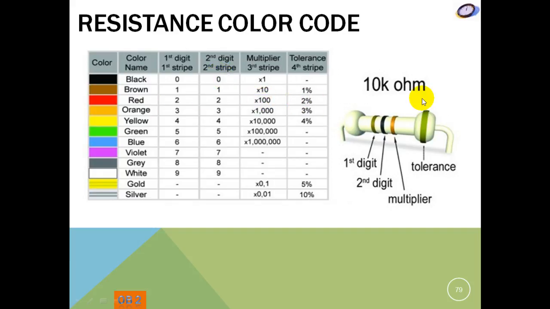As you can see here, if you had a gold band out here, the tolerance is 5%. So in that particular case, it would be 100 ohm plus or minus 5%. It can go anywhere from 95 to 105 and be an acceptable resistor given those color codes.